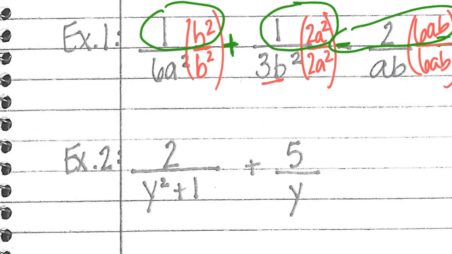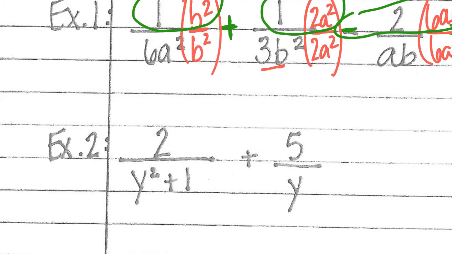All right, what if I have the denominators y squared plus 1 and y? The common denominator is actually going to be y times y squared plus 1. Because of this addition right here, this y can't go into y squared. It would have to be able to go into both. So mathematically, we can't do that. So I have to take everything and make it y times y squared plus 1.